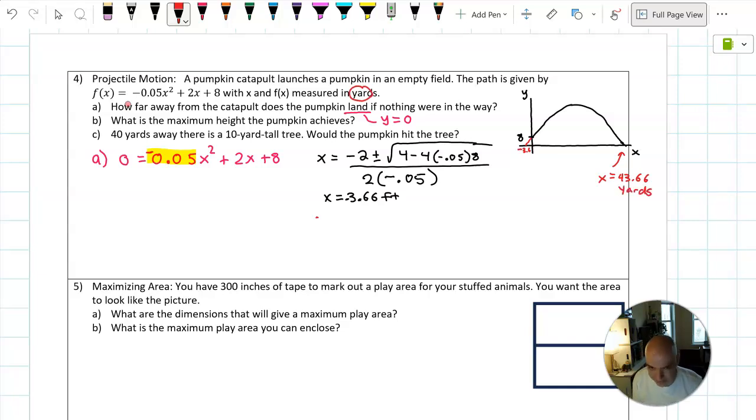If you've ever seen these pumpkin catapults, they're really big. They shoot things a long way. So 43 yards seems pretty reasonable. So we'll write that, 43.6 yards.